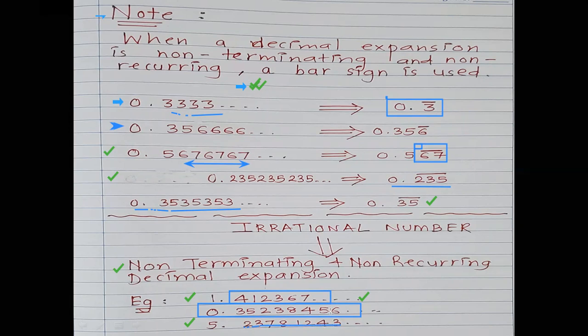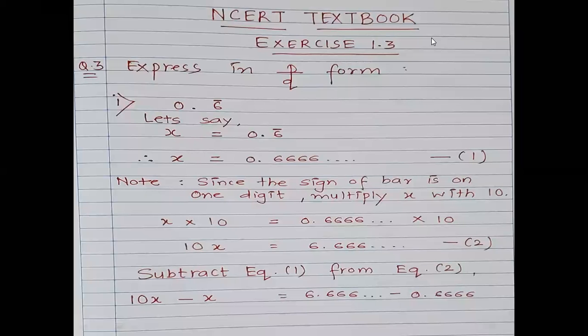I hope you have understood how a decimal expansion is expressed with the help of a bar sign. Now, if you're clear with how to express the decimal expansion, whether it is terminating or non-terminating but recurring in case of rational numbers, and in case of irrational numbers, it has to be non-terminating and non-recurring.